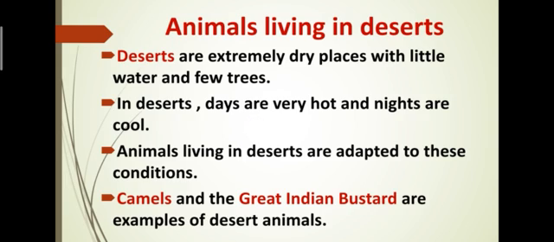Animals living in deserts. Deserts are extremely dry places with little water and few trees. In deserts, the days are very hot and nights are very cool. So, the desert animals are adapted to these conditions. For example, camel, great Indian bustard, etc.